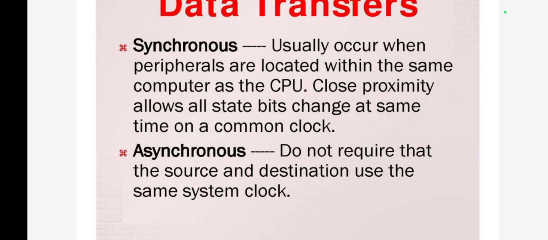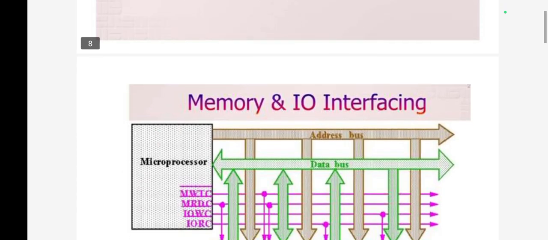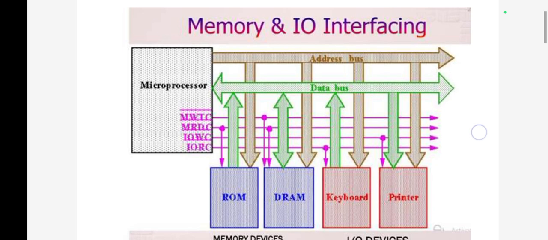In close proximity, it allows all state bits to change at the same time on a common clock. So the microprocessor system uses the same clock frequency. This is termed synchronous data transfer, whereas asynchronous data transfer does not require the source and the destination to use the same system clock, which means a microprocessor and the interfacing devices may use different clock frequencies.